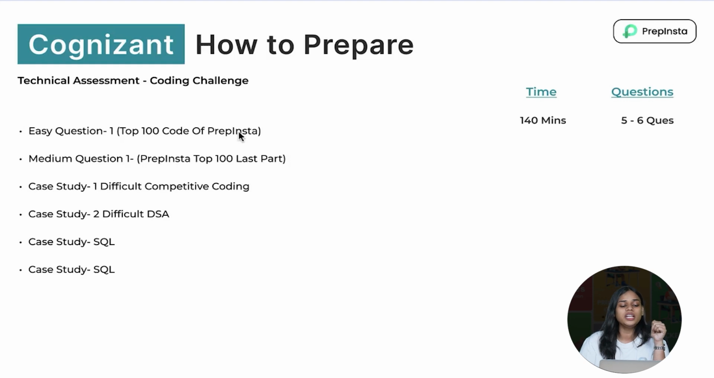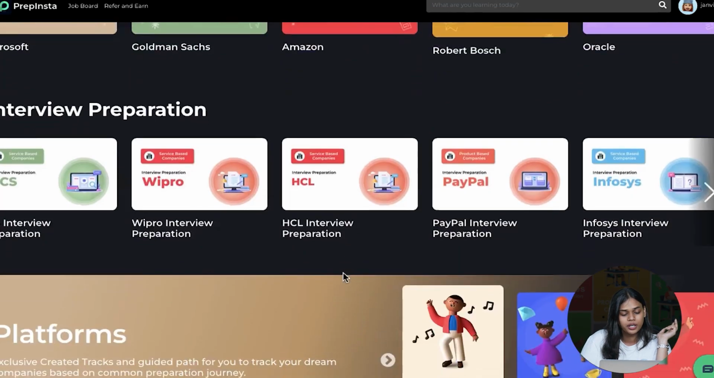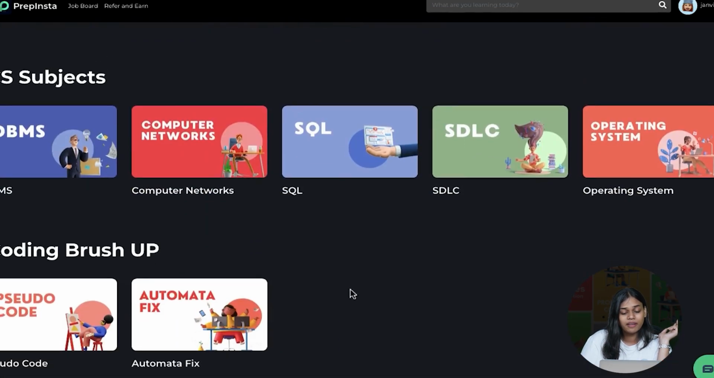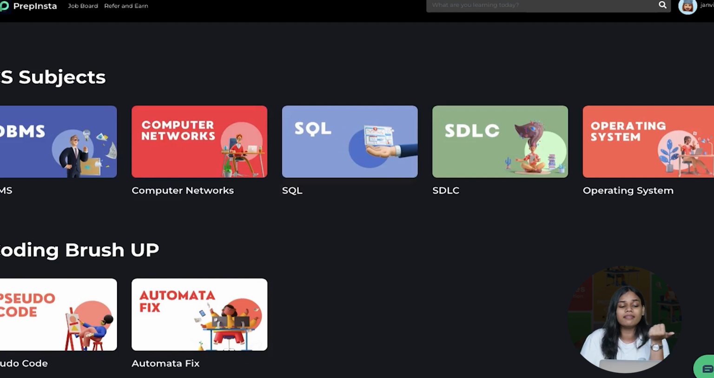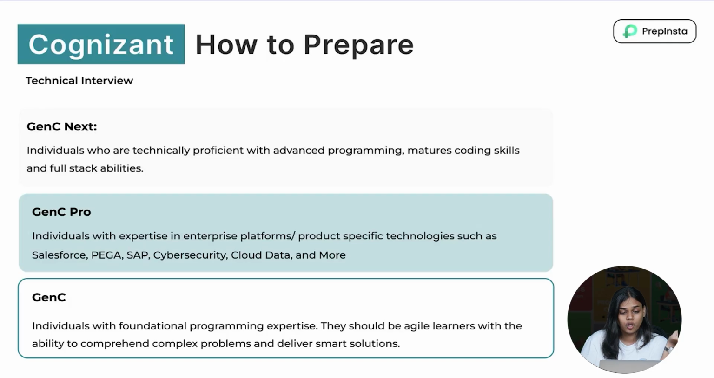So you're going to need competitive coding, you're going to need DSA, and you're going to need SQL. We also have SQL. Just quickly scroll down here, and you also have the SQL course for you, right? Get inside this, get all of the information in your head, jot it down, prepare well, and then sit for the examinations.